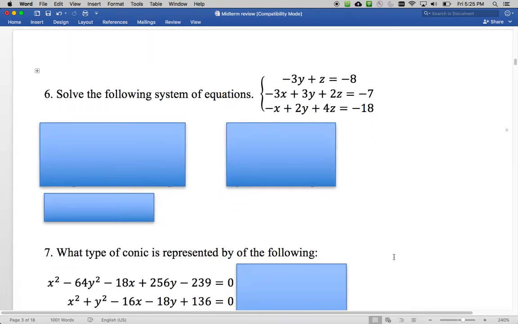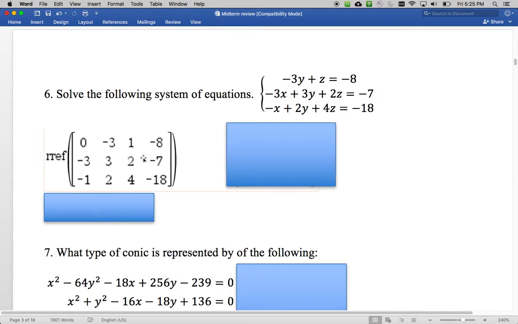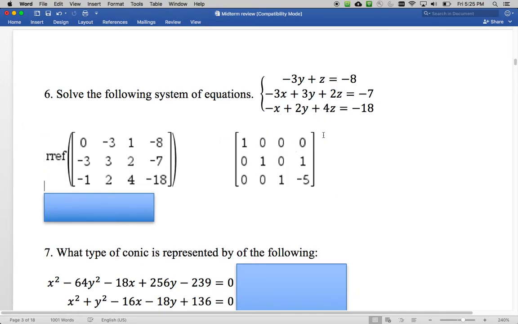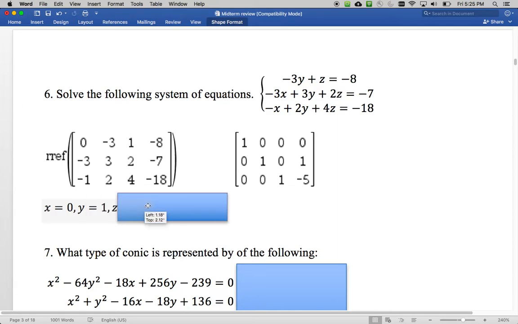Number 6, solve the following system of equations. Again, you would set it up as a matrix, do reduced row echelon form, do the parentheses, put your matrix in the parentheses, and the calculator will do all of the work for you. And with this information, the first number is your x value, so x equals 0. The second number is your y value, y equals 1, and the third number is z equals -5.